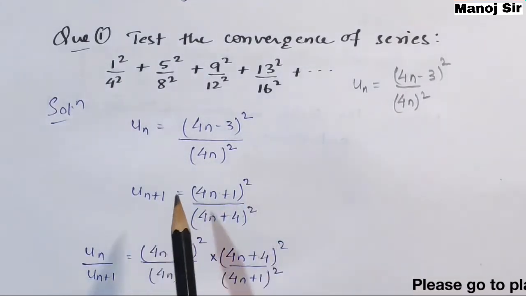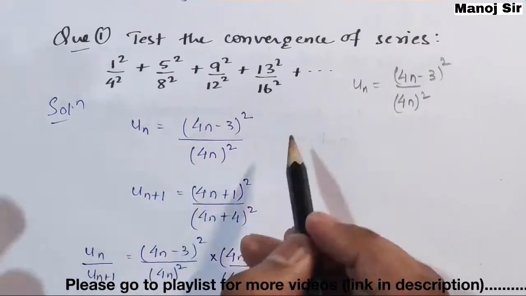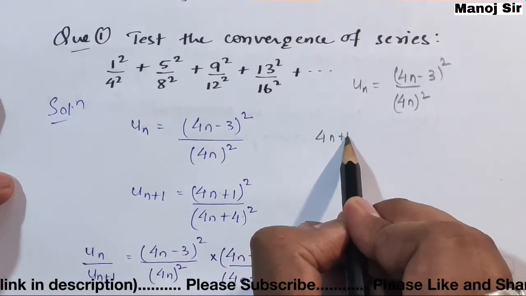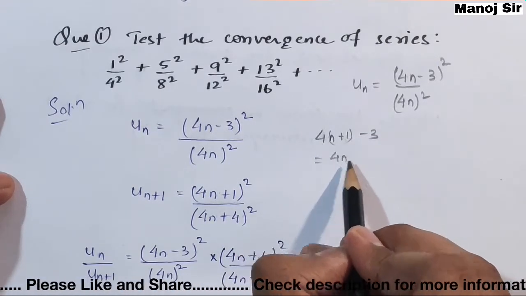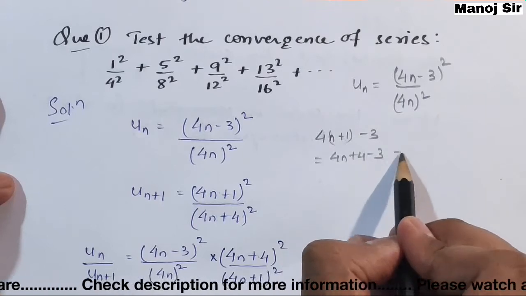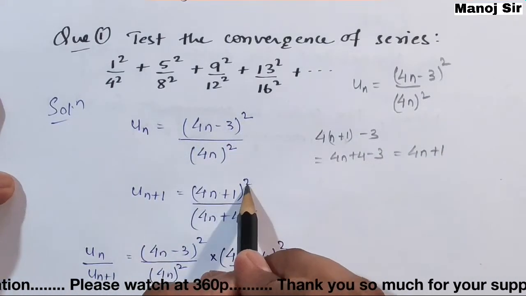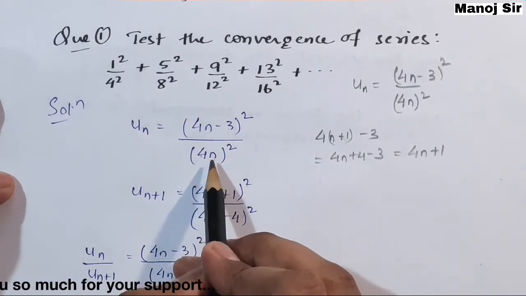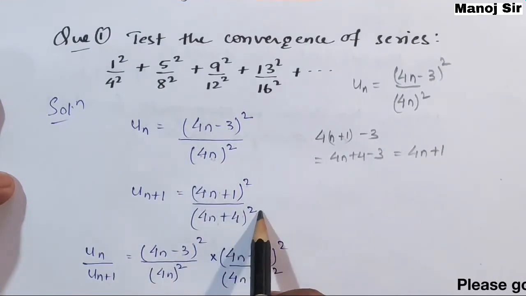Now we will try to find what is un plus 1. In place of n, we need to write what? n plus 1. So this is going to be 4n plus 1 minus 3. This is 4n plus 4 minus 3. So this will be 4n plus 1, so this is going to be 4n plus 1 whole square. Similarly, 4n in place of n, write n plus 1, you will get 4n plus 4 whole square.